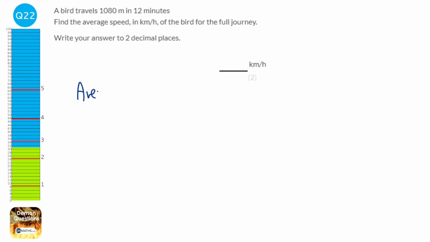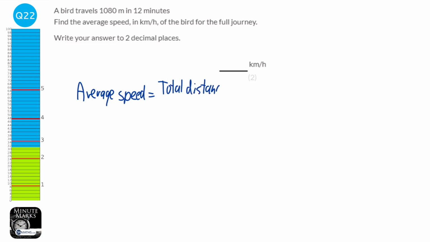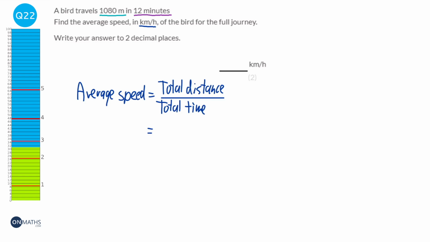To find average speed, we do the total distance and we divide it by the total time. Now in this question we've got a bit of an issue because the question wants kilometers per hour, but the units are given to us in meters and minutes. So we just need to do some basic conversions.